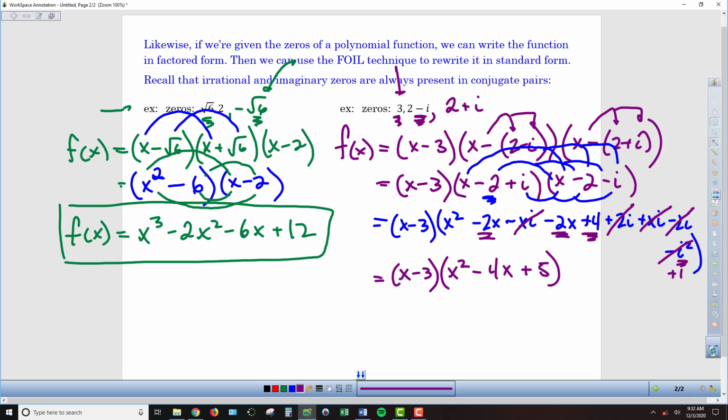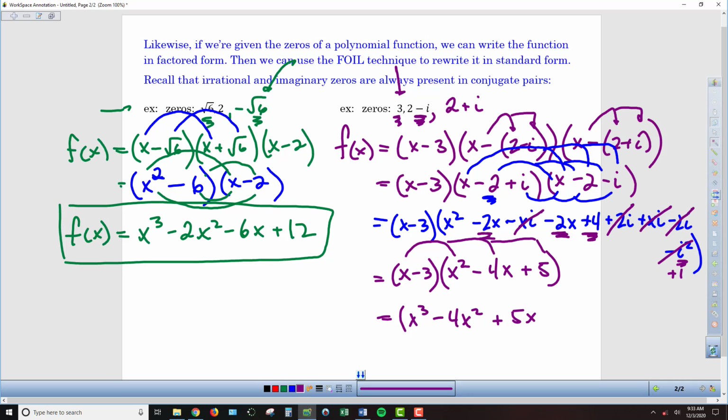canceled out. So that's why we want to multiply those factors that have the i's in them first, because if we do that, then all of our imaginary pieces will be gone, and now we just have a more standard FOIL left to do. So we've got to multiply these two pieces. So again, I'm just going to take everything from the first set of parentheses, make sure it multiplies everything in the second. So I've got x times x gives me x cubed. x times -4x is -4x squared. x times 5 is 5x.